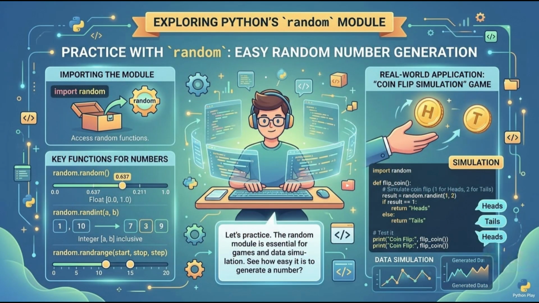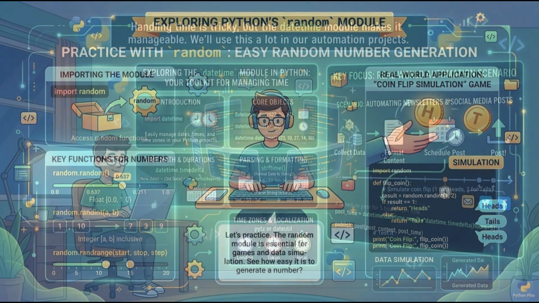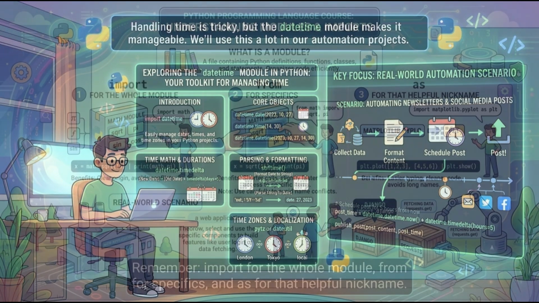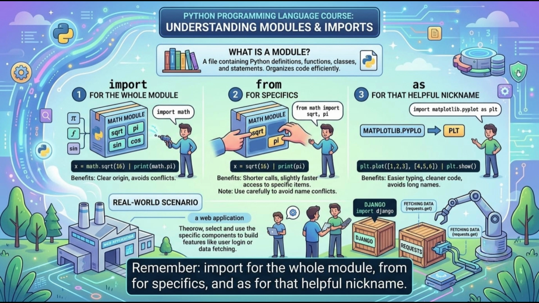Let's practice. The random module is essential for games and data simulation. See how easy it is to generate a number. Handling time is tricky, but the datetime module makes it manageable. We'll use this a lot in our automation projects. Remember, import for the whole module, from for specifics, and as for that helpful nickname.